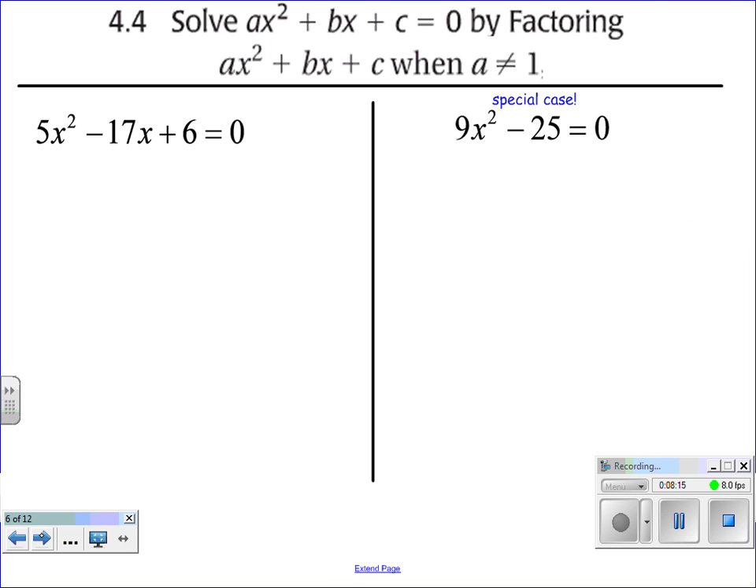Okay, now we're going to talk about what happens when a does not equal 1. We have a number in front of x squared, both here and here. What do we do with that?